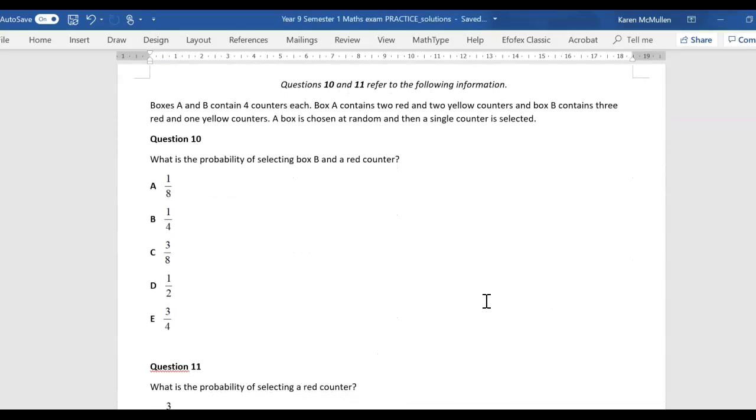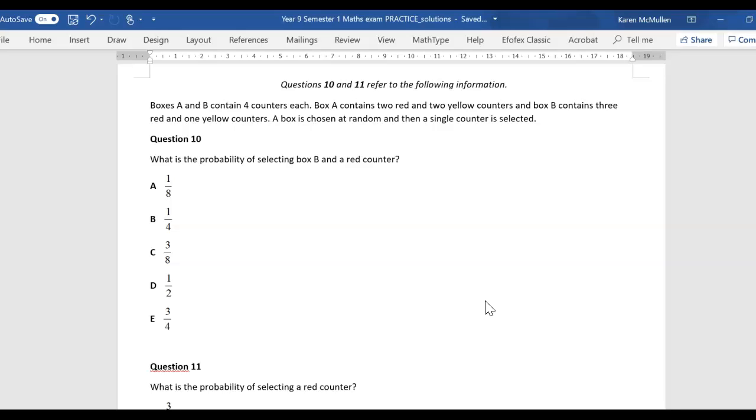All right, questions 10 and 11. So boxes A and B contain 4 counters each. Box A contains 2 red and 2 yellow counters, and box B contains 3 red and 1 yellow counter. A box is chosen at random and then a single counter is selected. What is the probability of selecting box B and a red counter?